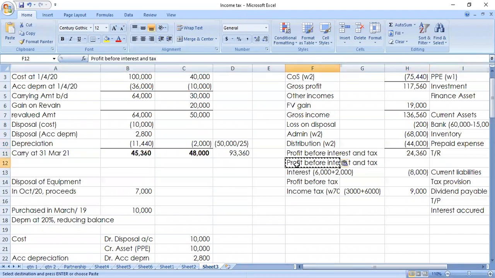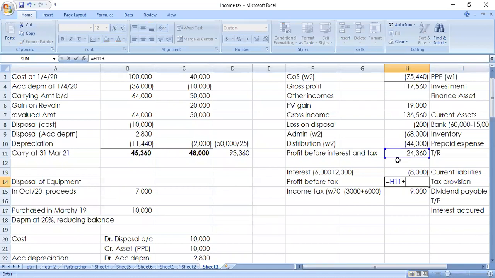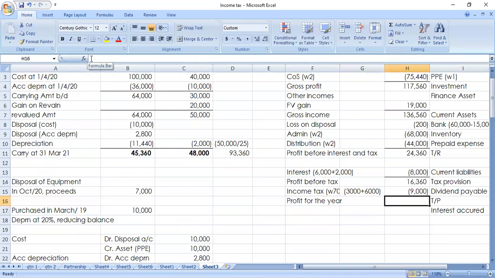Okay, we deduct a bit. So then you remove the interest, which is 18, then you get profit before tax. Then you have 16 minus 9. This is income tax expense. So getting profit for the year as the sum. So you have 7,360.